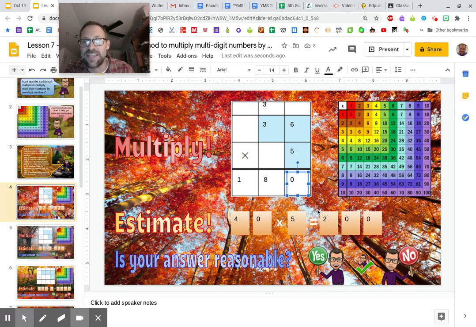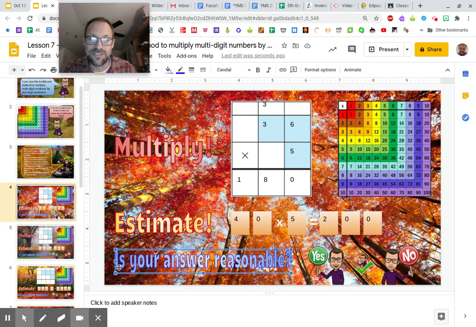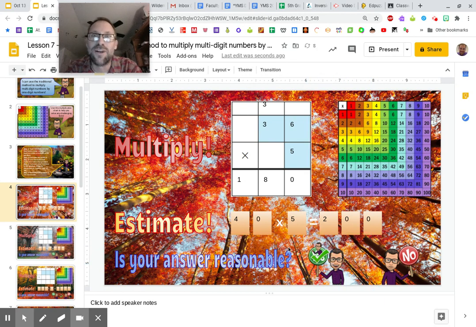Is 180 in the same ballpark as 200? Sure, they're in the same ballpark. So your last step down here at the bottom where it says, is your answer reasonable? You drag the check mark to whichever answer is. So yes, my answer is reasonable. And so I can move on to the next slide.